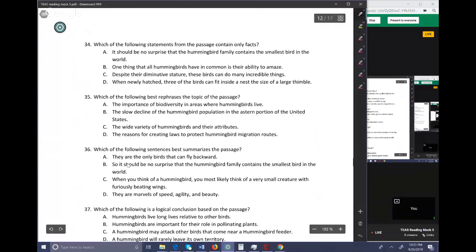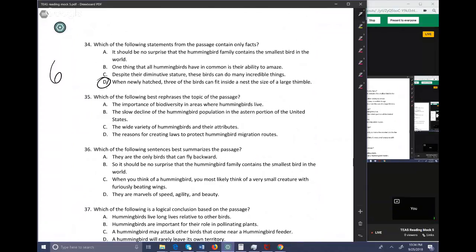34, which of the following statements contains only facts? That would be D. This is from reading 6. I'm not doing a great job of labeling what class they come from, but a lot of them in this class don't have one particular place that they come from either.